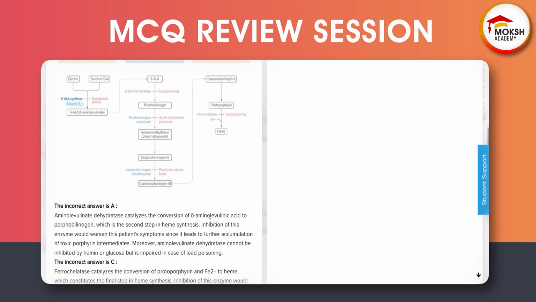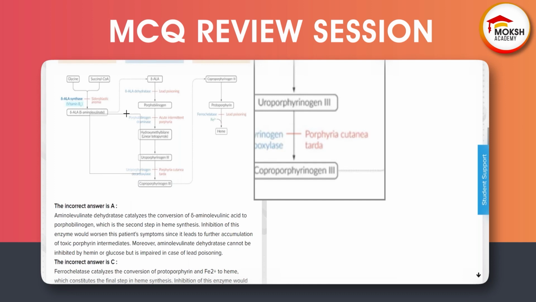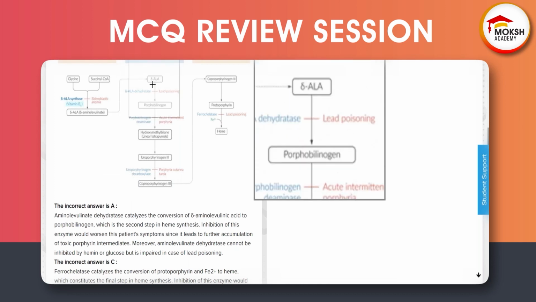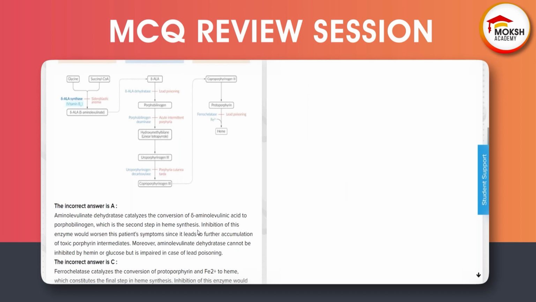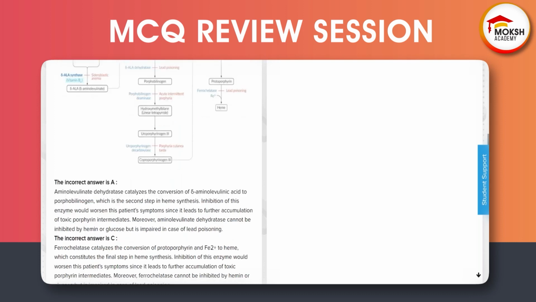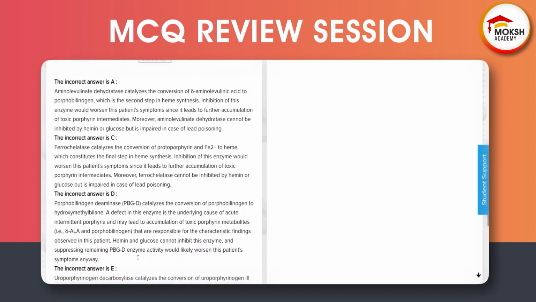So why not option A? Aminolevulinic dehydratase catalyzes the conversion of delta aminolevulinic acid to porphobilinogen, which is the second step in heme synthesis. Inhibition of this enzyme would worsen this patient's symptoms, since it leads to further accumulation of toxic porphyrin intermediates. So this is not the answer.